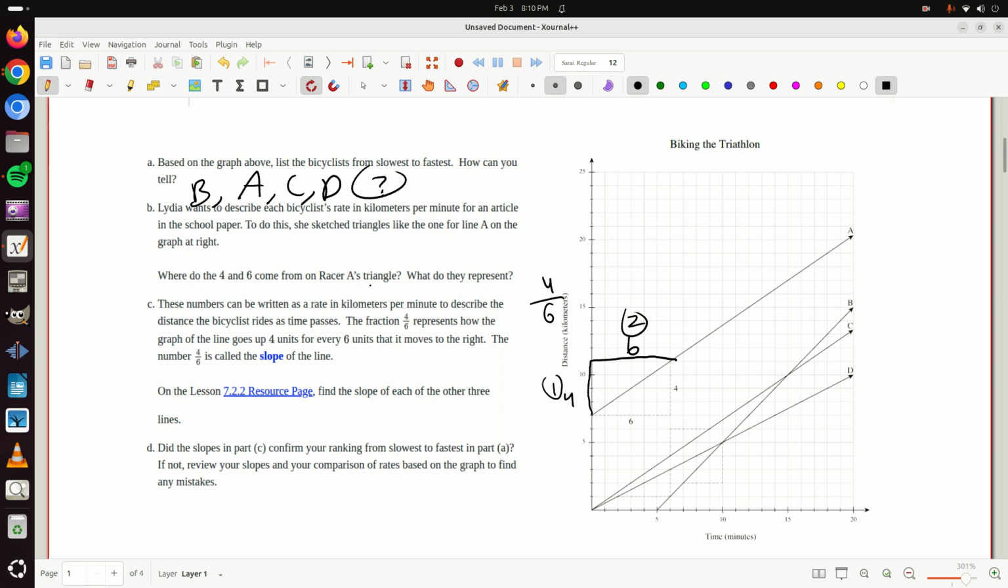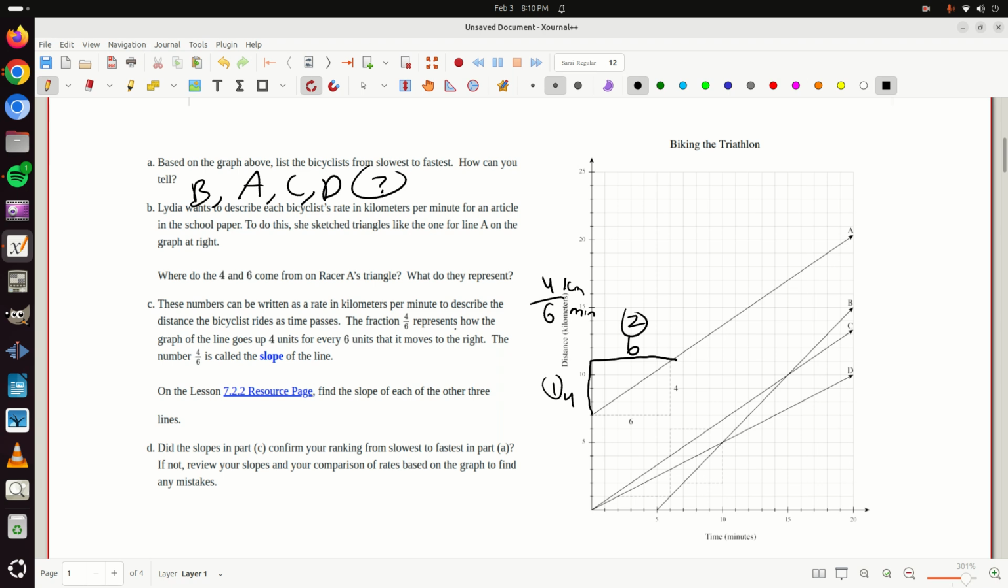Anyways, to do this, she sketched triangles. Where do the 4 and the 6 come from on the racer's triangles? What do they represent? Well, 4 represents 4 kilometers, right? That's how far she went, and 6 represents 6 minutes. So she apparently, or he, I don't know, went 4 kilometers in 6 minutes. Hopefully that makes sense. These numbers can be written as a rate in kilometers per minute to describe the distance a bicyclist rides as time passes.